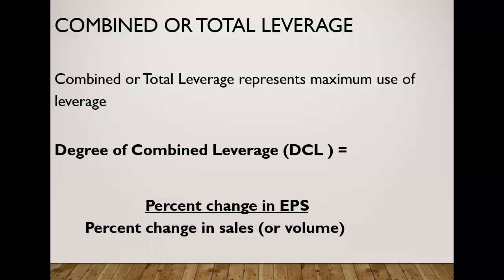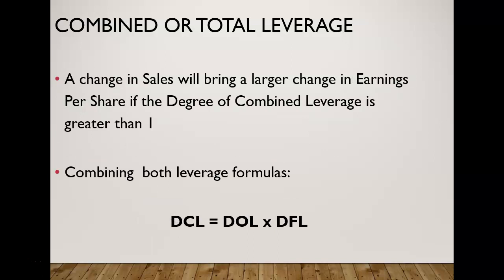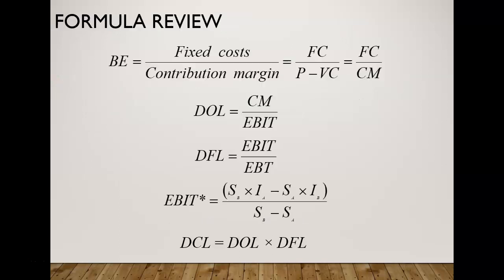So the degree of combined leverage is equal to the percentage change in earnings per share over the percentage change in sales volume. A change in sales will bring a larger change in earnings per share if the degree of combined leverage is greater than 1. So it is following the same principle, right? So how can we find the degree of combined leverage? It will be equal to the degree of operating leverage multiplied by the degree of financial leverage. So that's one way of finding that.